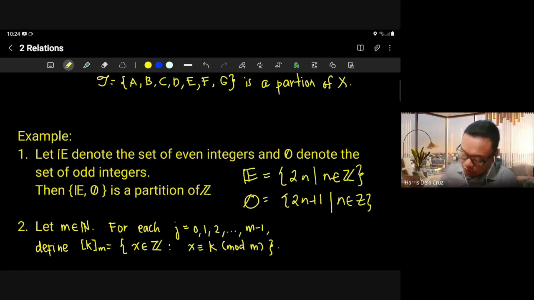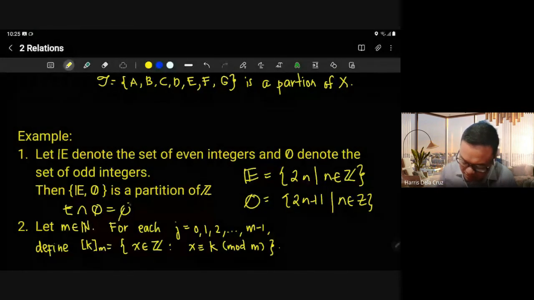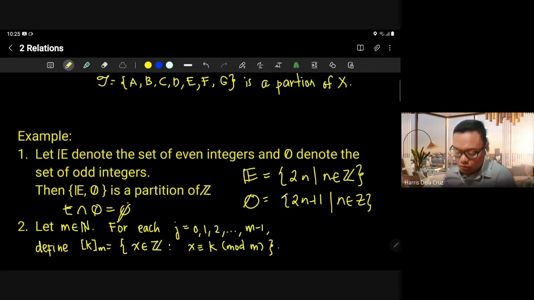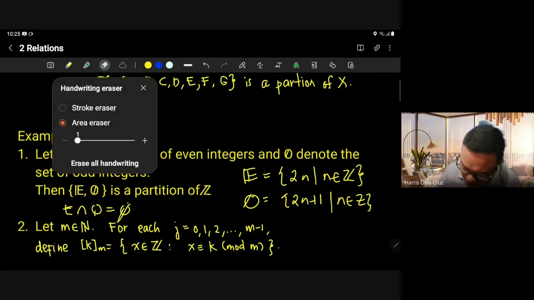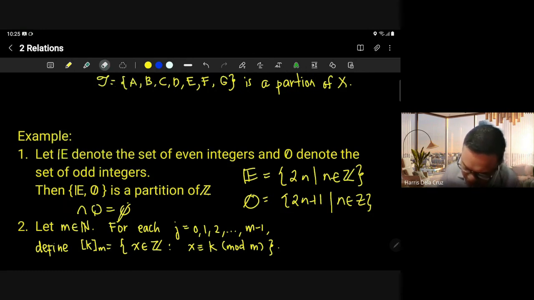Well, we already know, this is already a fact that E intersection O is empty. Walang common element ang O tsaka ang E. Right? Ayusin natin yung ano natin. So this is E.